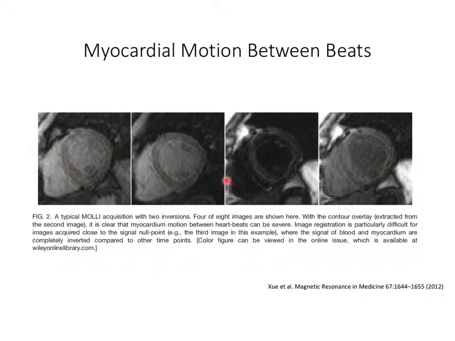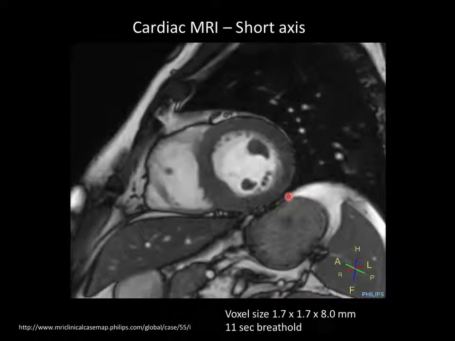So in MR, same thing occurs. Here are, say, three different time delays after inversion pulses at different heartbeats. If we contour the myocardium here, I'm sorry this is so dim, but there's the contour at this time. And you compare that contour with one over here, you can see there's obviously a great deal of motion here, as there is here. And so you have to fix that problem if you're going to do this.